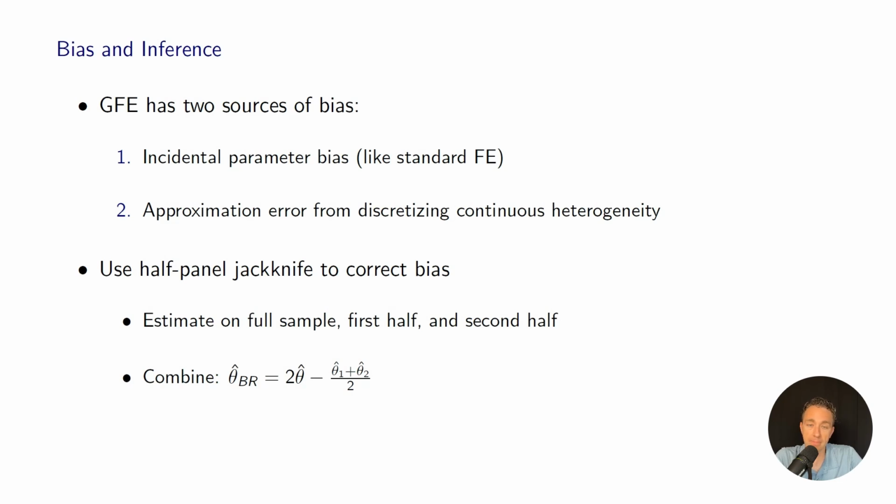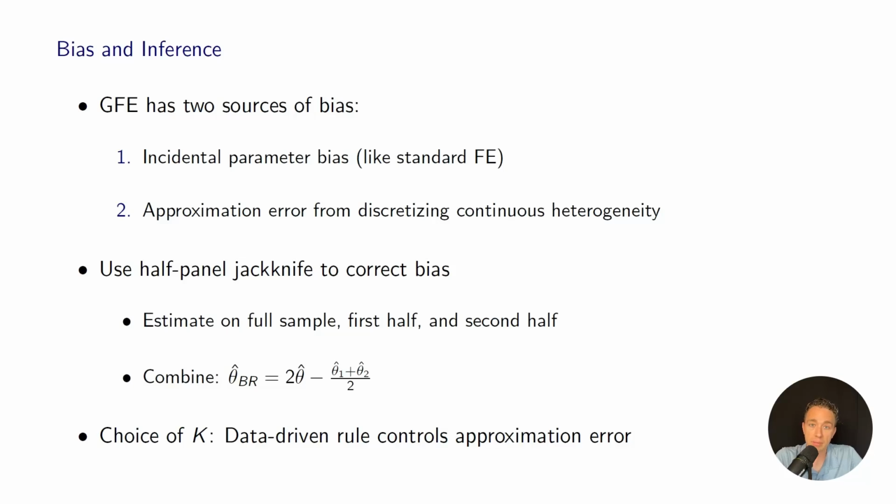And that's going to allow us to get estimates that are free from the bias that we talked about above on this slide. And then finally, you might be wondering, well, how do I get the number K for my number of groups? Well, they have a data-driven rule in the paper that's going to be optimal from the standpoint of this bias that's on this slide.